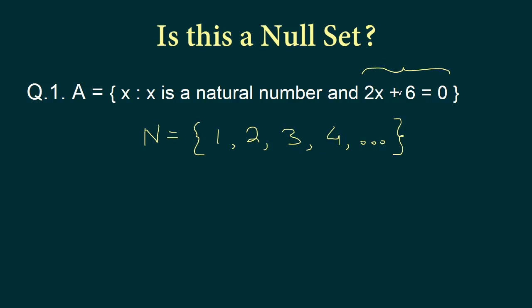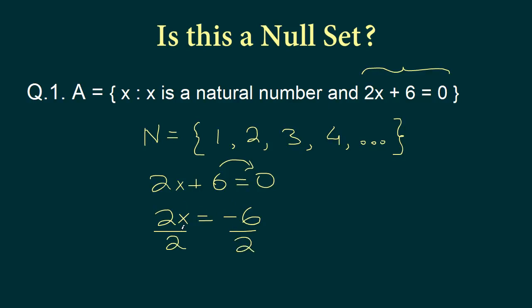So how do we find out? We have to solve for x. So let's do that. So we have 2x plus 6 equals 0. So we will take 6 to the other side of the equality sign. So we will get 2x equals minus 6. Now we will divide both sides by 2. And here 2 and 2 will cancel out. So we will get x equals minus 3. So x is equal to minus 3.